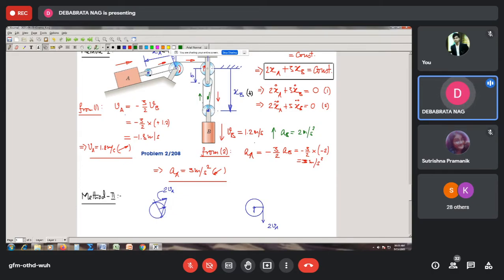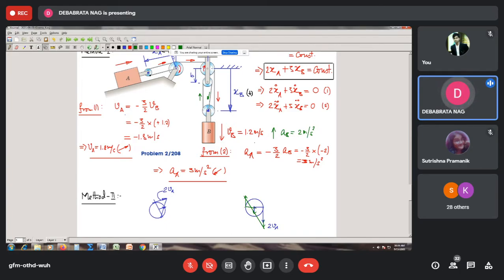So the upward vector should be in opposition with this vector, and they should be equal to each other. So I can therefore draw the remaining triangle, which will be equal to this. So I draw this triangle, and thus I join this to complete this triangle here.